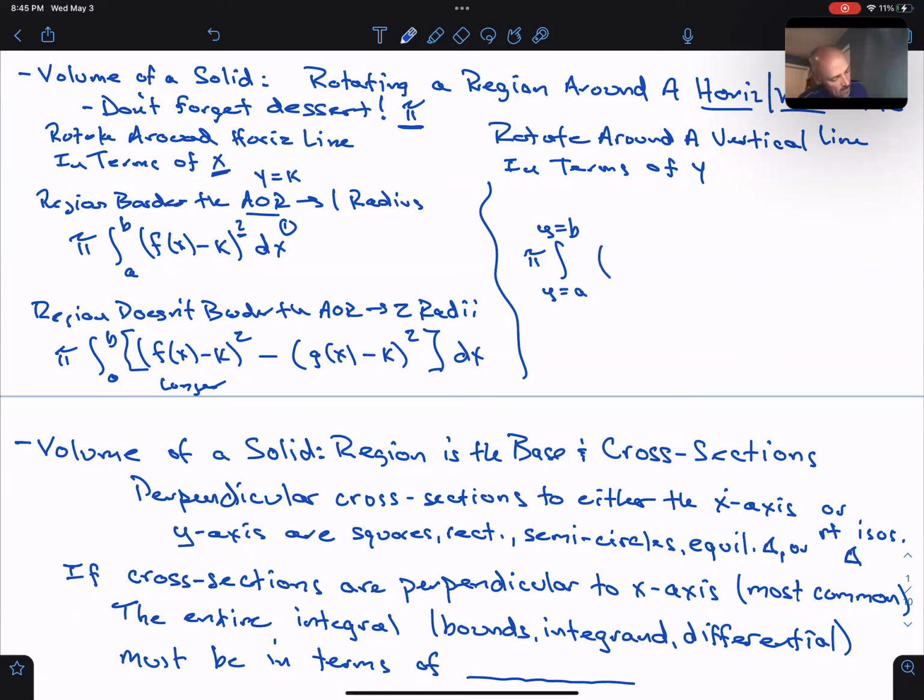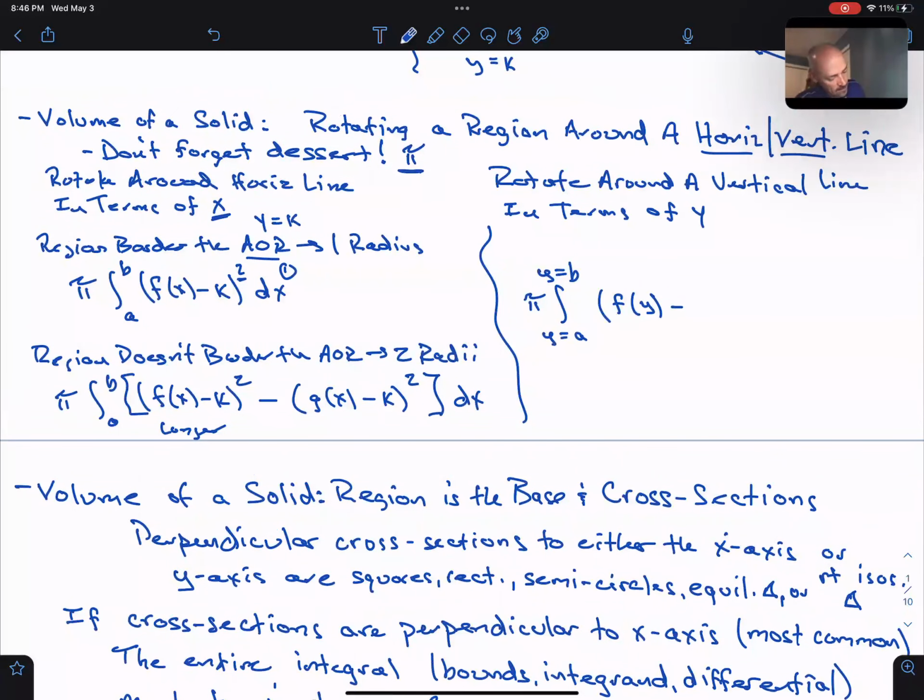And then my functions have to be in terms of y. So this would be f at y minus, in this case here, my vertical line axis of rotation, I'm going to say is x equals k. You know what? I'm going to use c. I've just ingrained in my head that when I talk about a particular x value, I call it c. So I'm going to say c. So this would be f at y minus c. It's a radius, got to square it, dy.